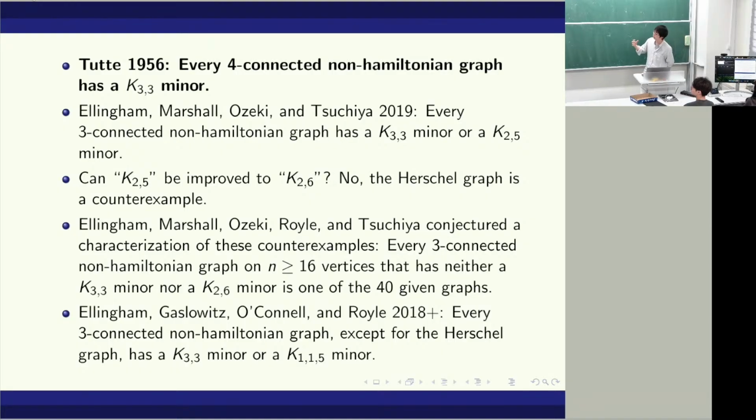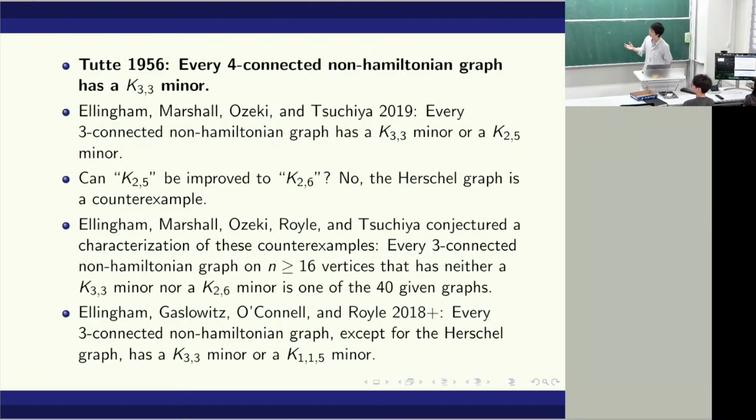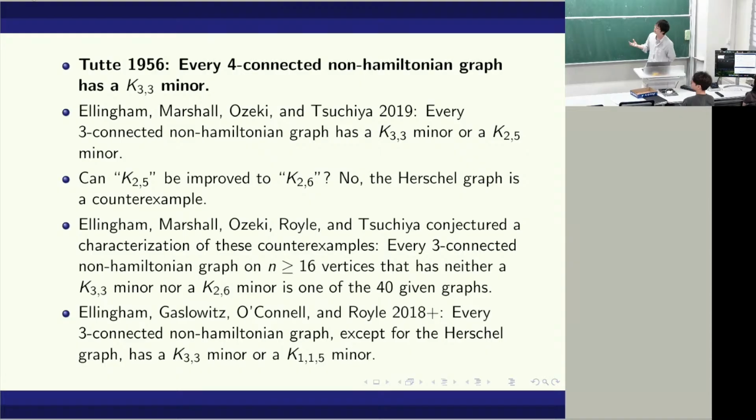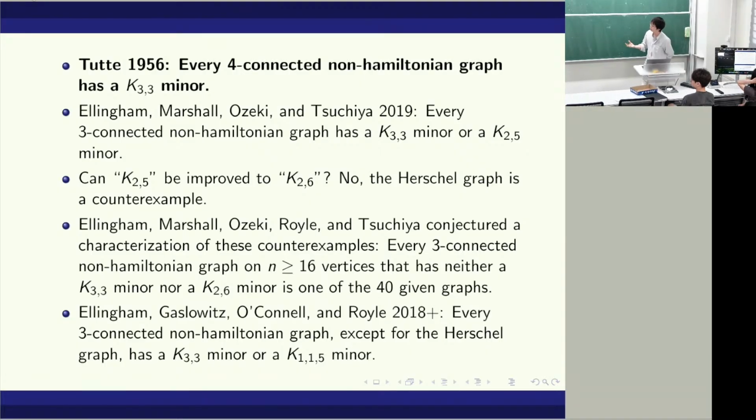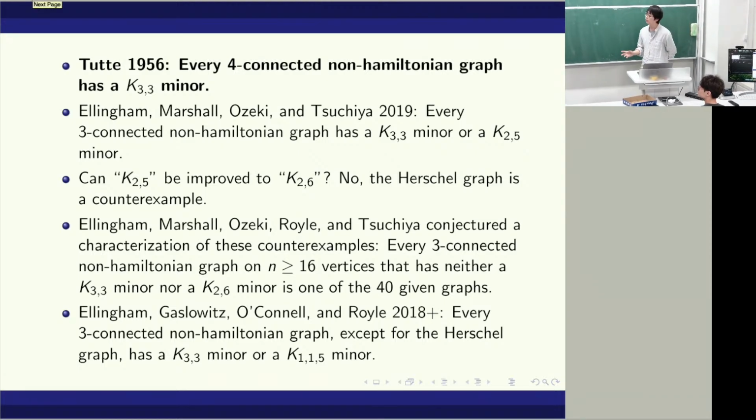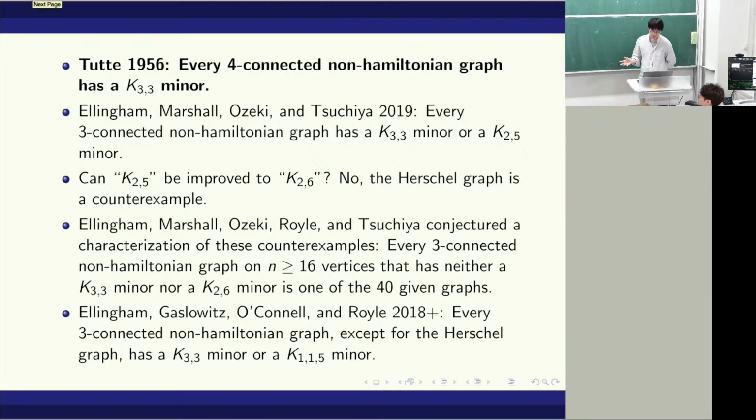You can also rephrase the result as they did: every 3 connected non-Hamiltonian planar graph has a K2,5 minor. Then they discuss whether K2,5 can be improved to K2,6. And the answer is no, because the Herschel graph has no K2,6 minor, which can be proved by structural analysis.